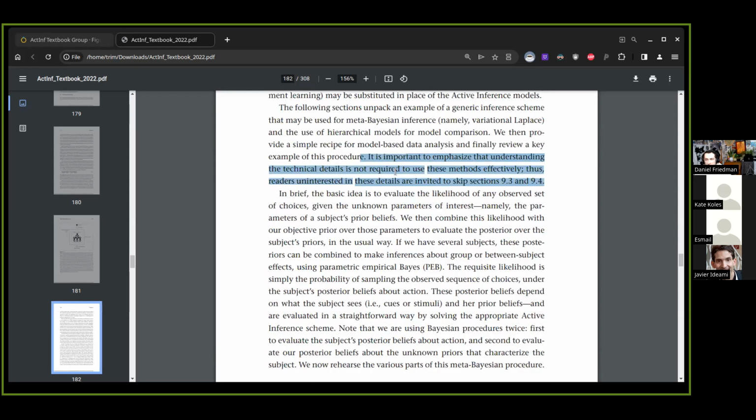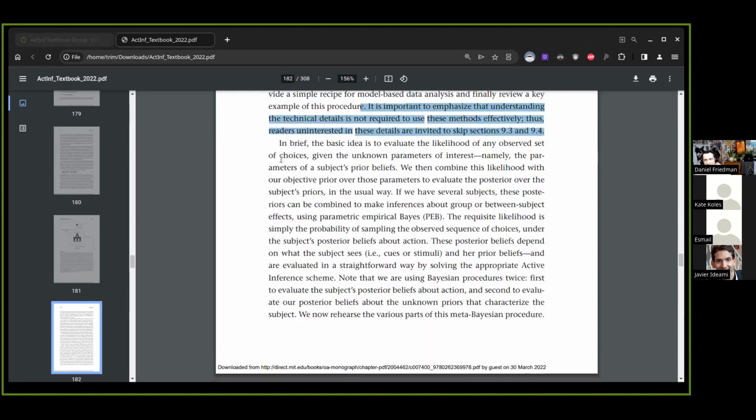Understanding the technical details is not required to use these methods effectively. Readers uninterested in these details are invited to skip sections 9.3 and 9.4. Funny, very funny. Okay.